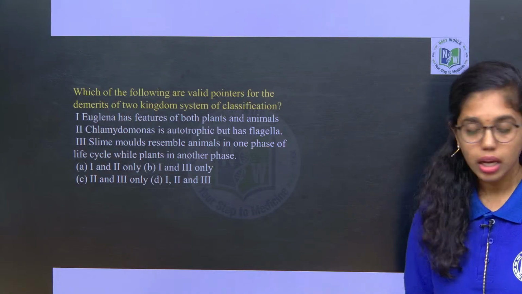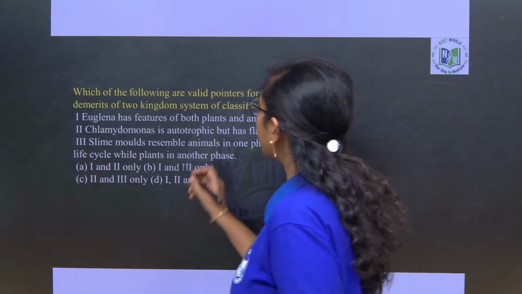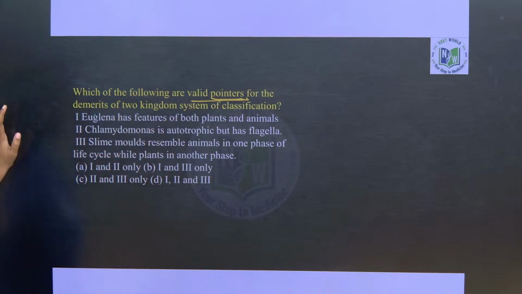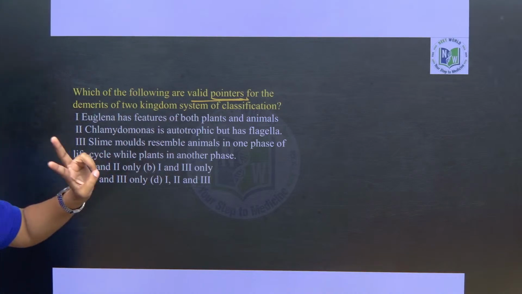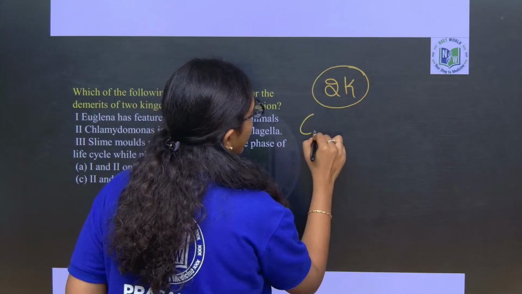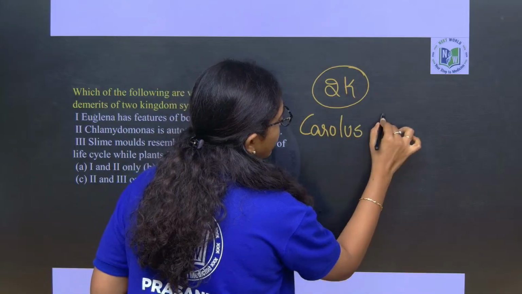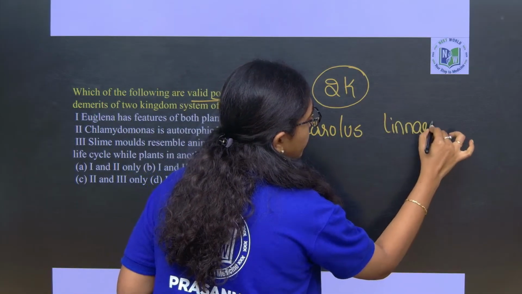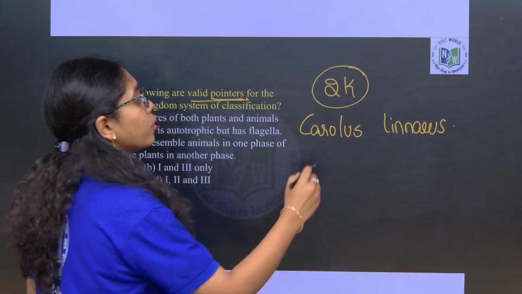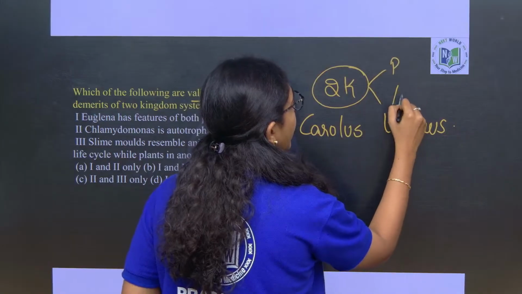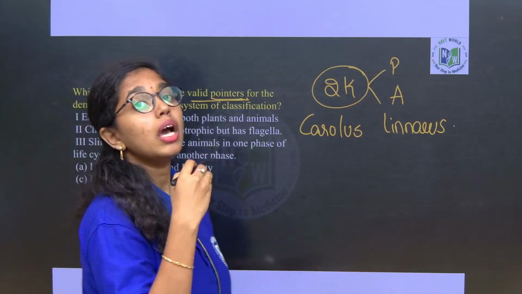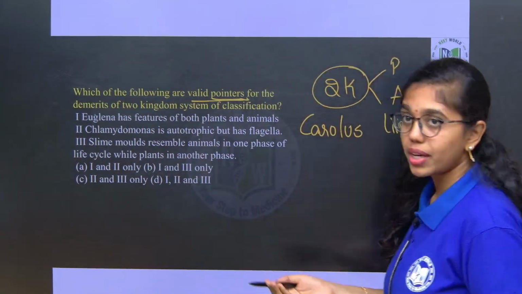Now, which of the following are valid pointers for demerits of the two kingdom system of classification? First, you have to remember two main important points. The two kingdom system of classification was proposed by Carolus Linnaeus, and those two kingdoms are Plantae and Animalia. Many criteria were considered, like nutrition, locomotion, and response to external stimuli.